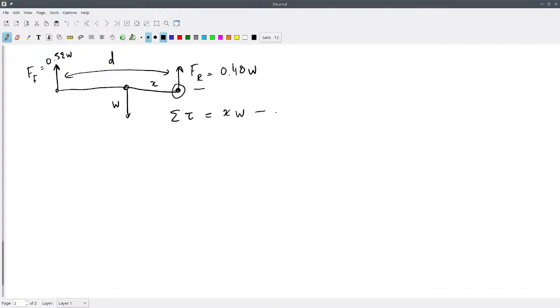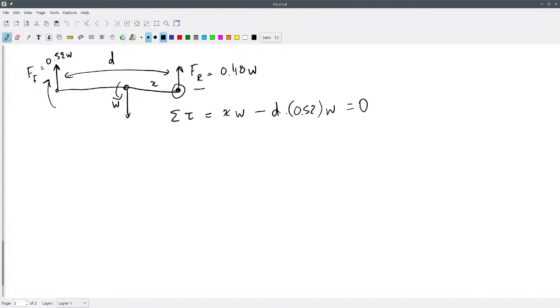And then there's a negative torque in the clockwise direction. So this is a torque in the counterclockwise direction, and the torque in the clockwise direction is negative due to the front tires. So that's going to be d times 0.52 times the weight. And that will have to be equal to 0. That's our condition for static equilibrium, or second condition for static equilibrium.